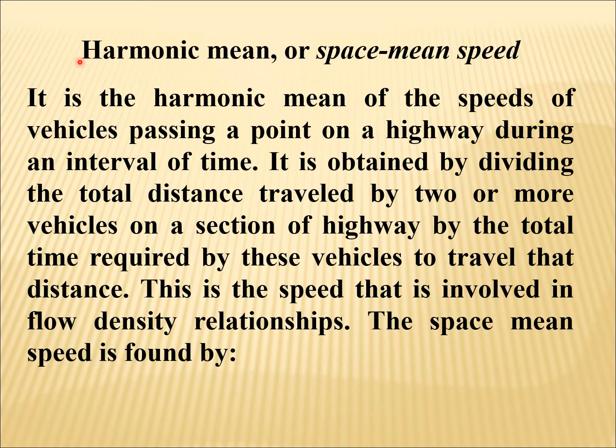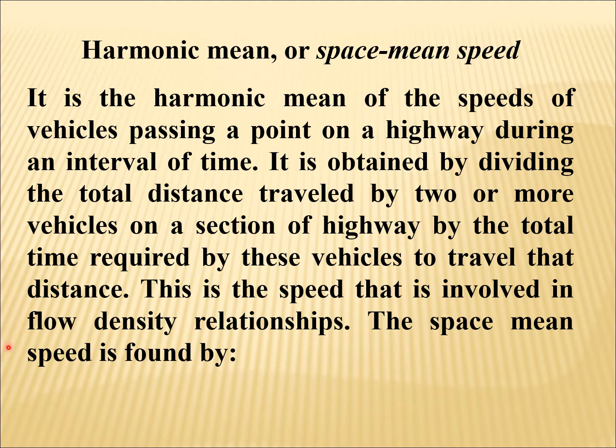Then look at the harmonic mean or space mean speed. It is the harmonic mean of the speeds of vehicles passing a point on a highway during an interval of time. It is obtained by dividing the total distance traveled by two or more vehicles on a section of highway by the total time required by these vehicles to travel that distance. This is the speed that is involved in flow density relationships.